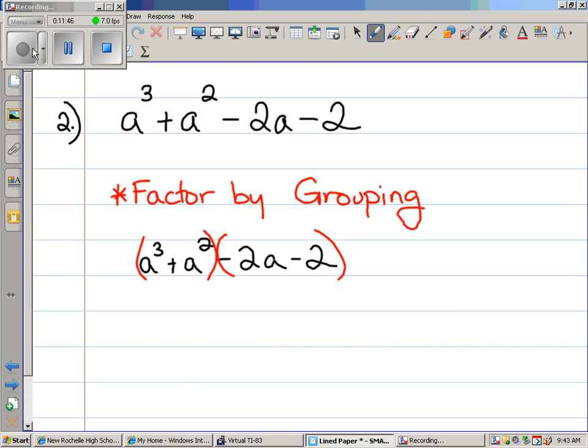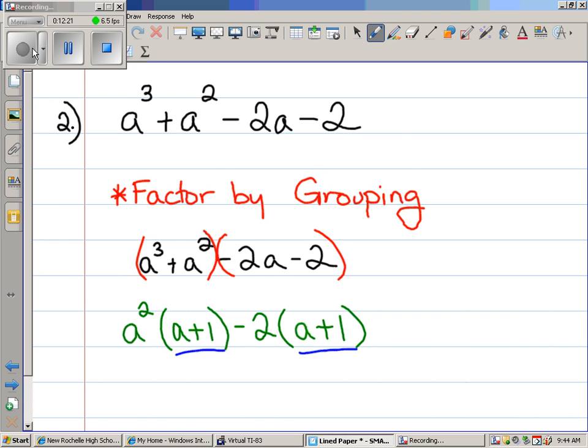Take a look at these first 2 terms. What's the GCF of those first 2 terms? A squared. Very nice, guys. So pull out the GCF. When you pull out the GCF, you get a plus 1. Now, from those second 2 terms, is there something they have in common? They have 2. They also have negative 2. I'm going to pull out the negative 2 because I'm going to show you why. A plus 1.